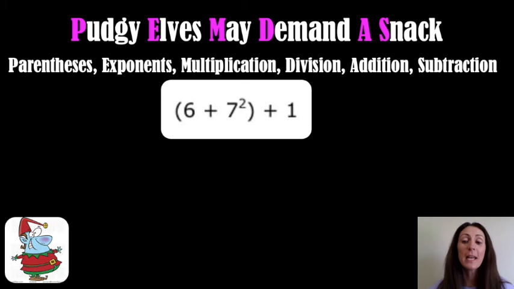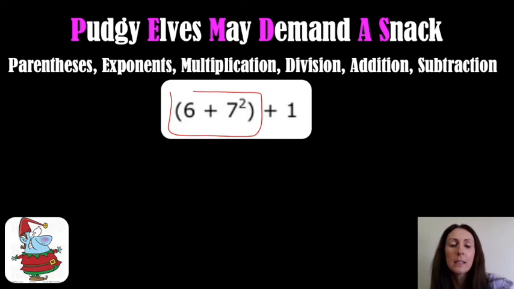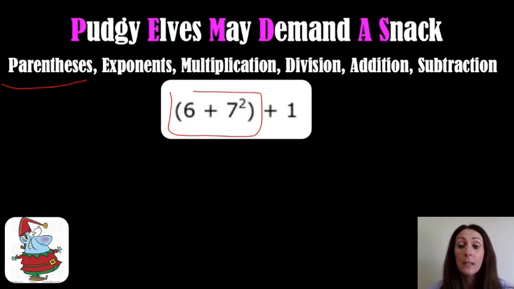All right, so what did you say is the first operation that you're going to do in our problem? Okay, so I hear you saying parentheses, but what in these parentheses am I going to do? Because here it does say that the first thing I'm going to do is parentheses. But inside my parentheses, I have a problem, 6 plus 7 squared. Well, what am I going to do first? What part of that?